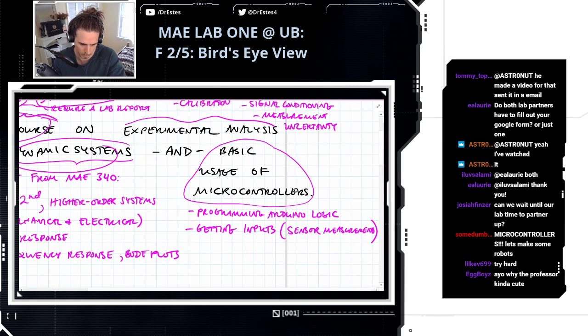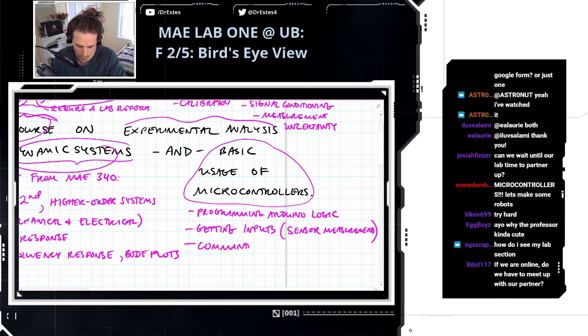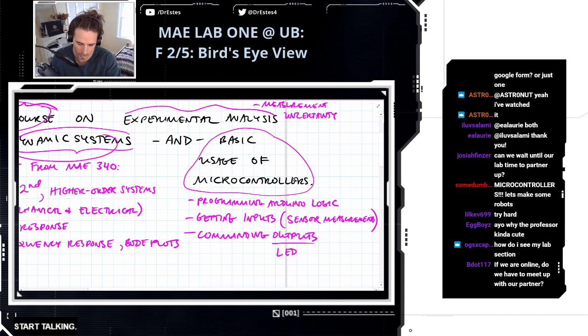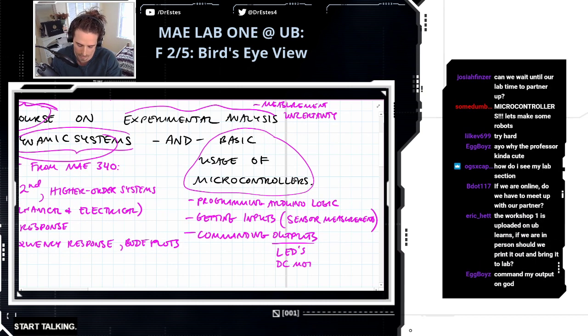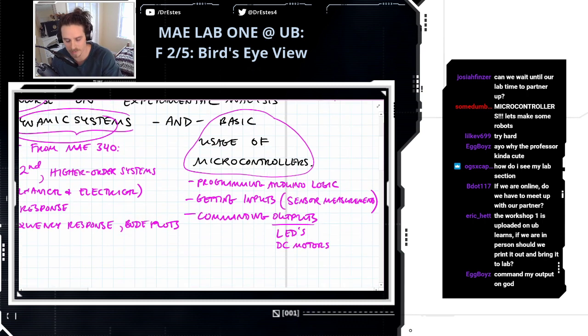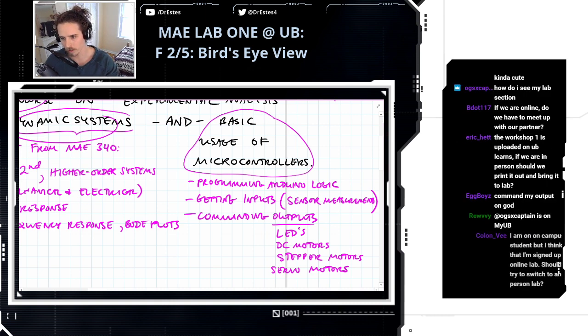And we're going to talk about commanding outputs. So we're gathering sensor data, that's inputs to the microcontroller, and then we're going to also command outputs. We're going to look at how you control a couple different types of motors. The first workshop is turning on and off LEDs. That's where we're going to start, LEDs, but then we're going to go to DC motors, stepper motors, servo motors. And I'll tell you why this is my most favorite part of the course.